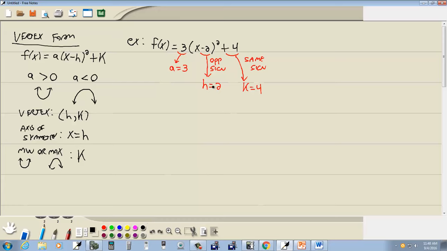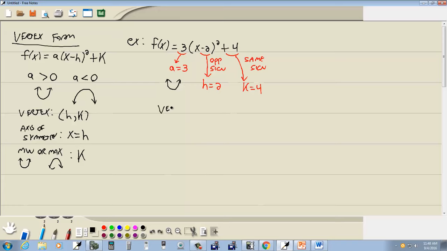Now, if you're wondering, well, why do I flip the sign on the h? It's because our formula has a minus in it. Anytime you have a minus, that flips signs. Okay, to begin with, a is equal to 3. It's positive, so I know my graph's going to open up.